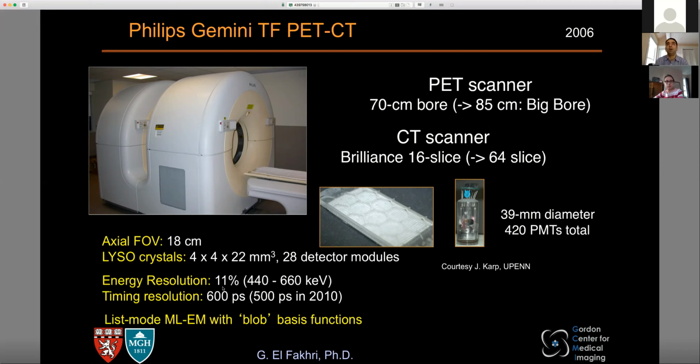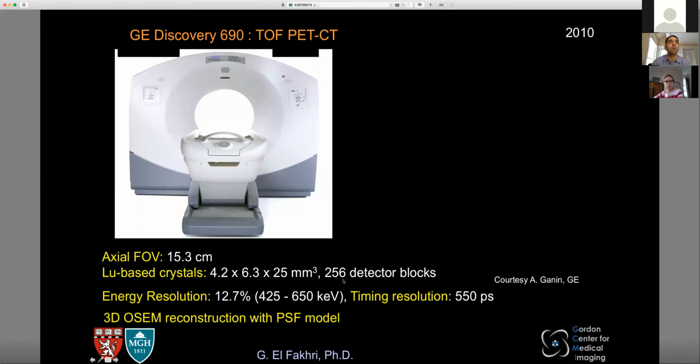All right. So that was 2006. In 2010, they improved to 500 picoseconds. Siemens did the same, and GE did the same. GE had initially the Discovery 690, and now they have the Discovery Molecular Imaging DMI systems. Note again, these were in the 15 centimeters.